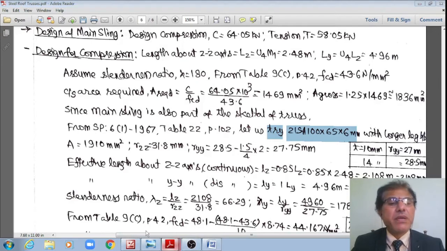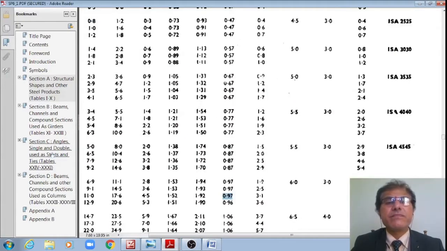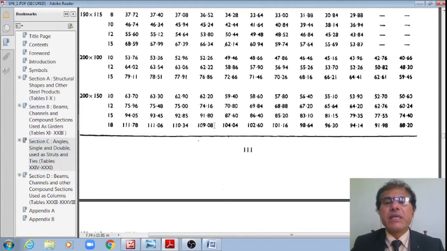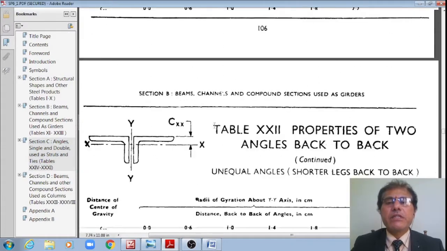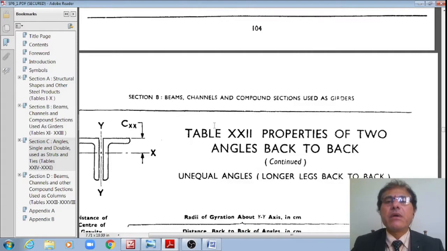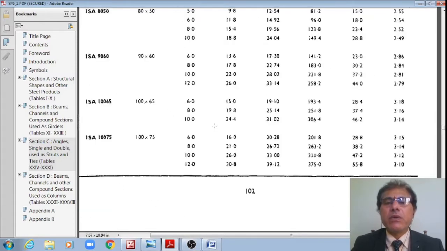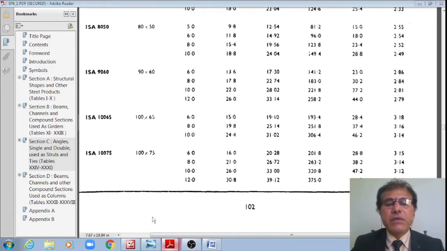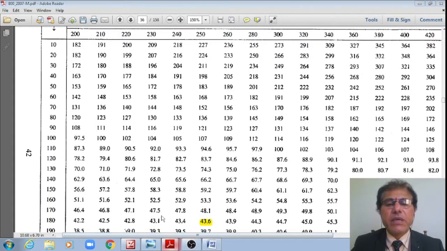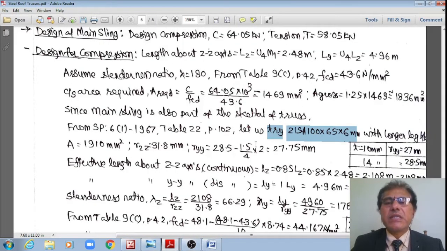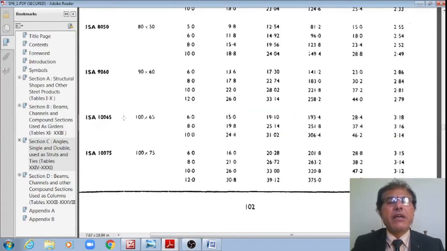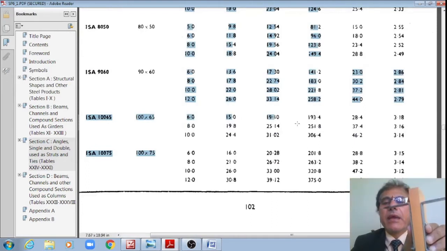Let me go to this page 102, student, right? Yes, I am there in page number 102, wherein I am trying to check with a section as a trial section. This is a trial section only, student, right? ISA 100 by 65 by 6. Let me check, right? Yes, this section, this first row, which furnishes an area of 1910 mm square.